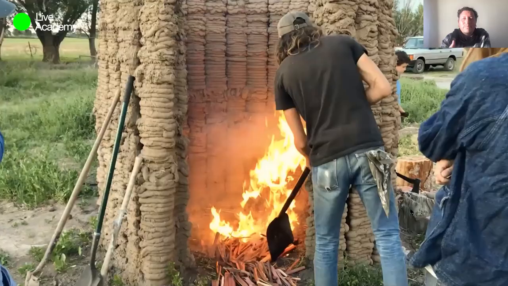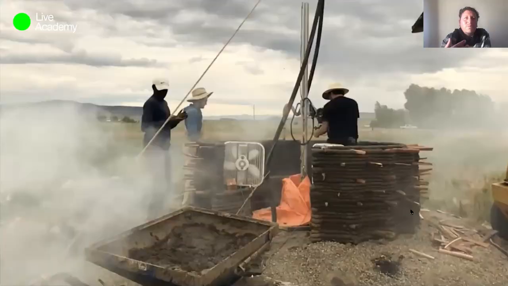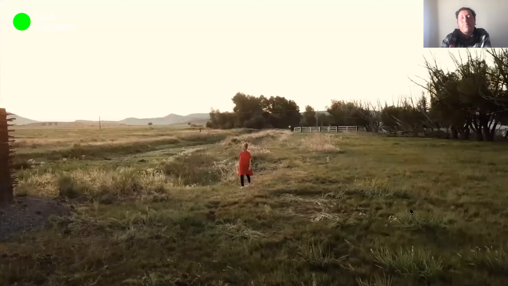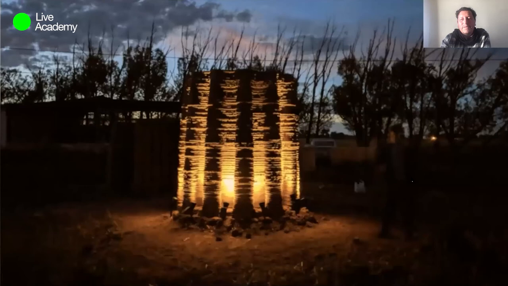And we're not only printing the objects itself, but again, we're thinking about how do we print pottery from the landscape itself as well. And so I'm just going to walk you through some of the themes that we explored. One was about lightness.